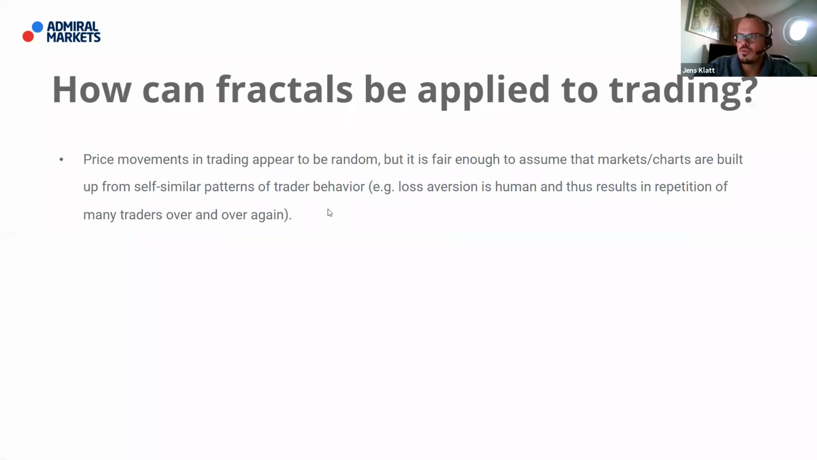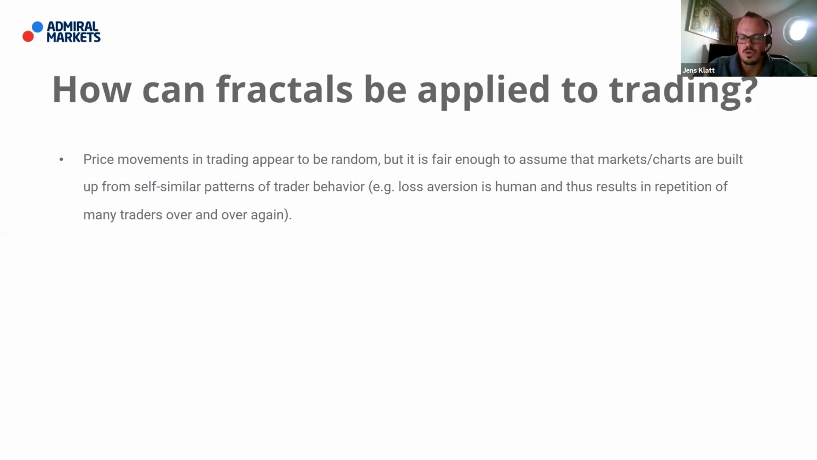So first of all, price movements in trading appear to be random. Something I think we all agree on, or we can definitely agree on. We can't say whether the next tick is up or down. Sure, we can somehow, with some experience and also analytical methods, identify a higher likelihood of one thing happening over something else.